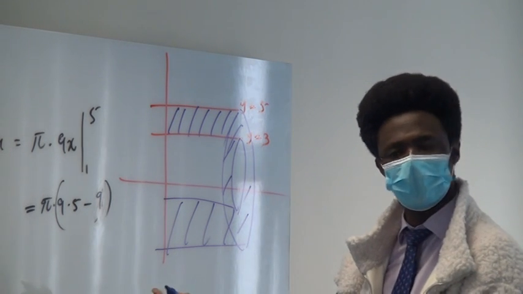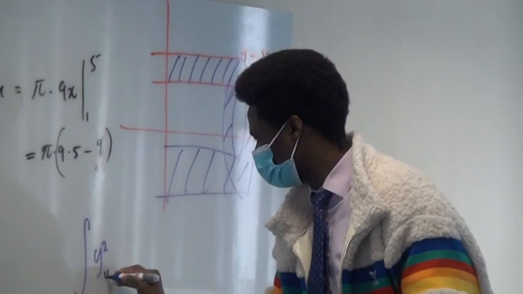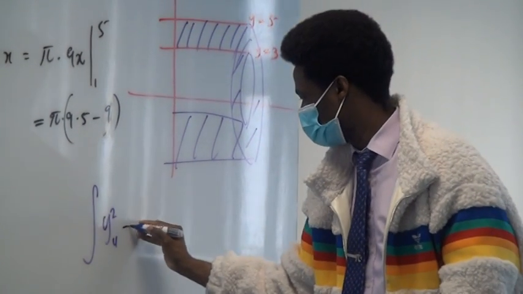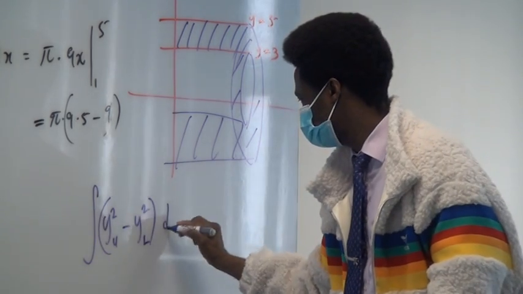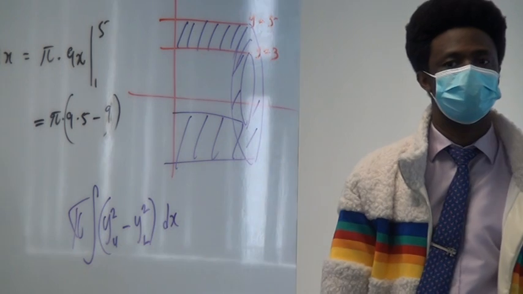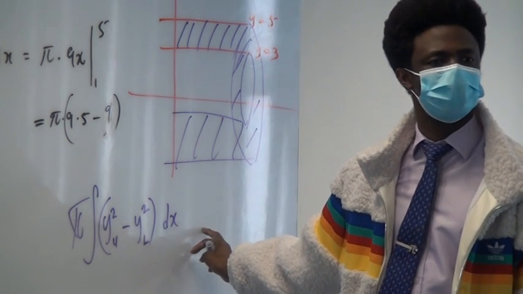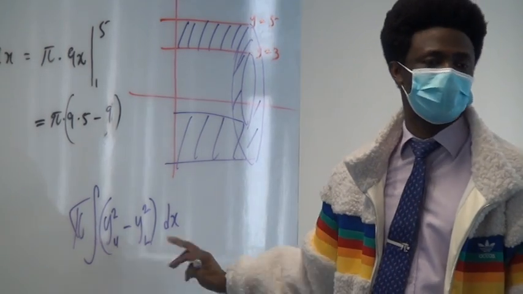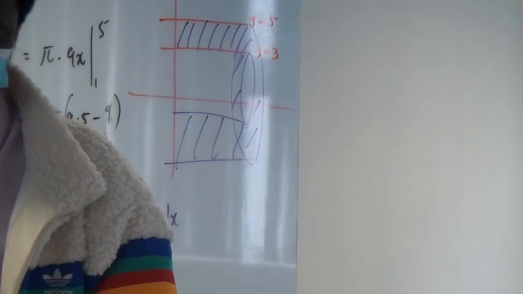Same way here. So you do the integral of y squared, that's the upper function, minus y squared, that's the lower function, dx, and you have your pi outside. That's it. Okay? But I don't think this is in your syllabus this year. But we'll still take some example, like practice, just in case. And this is all about the volume of solid of revolution.